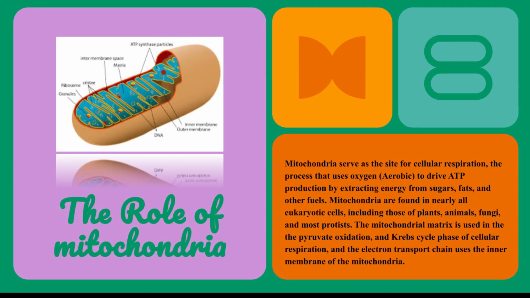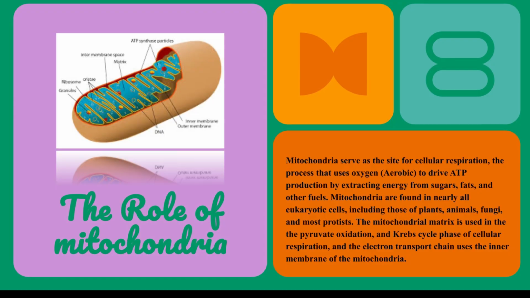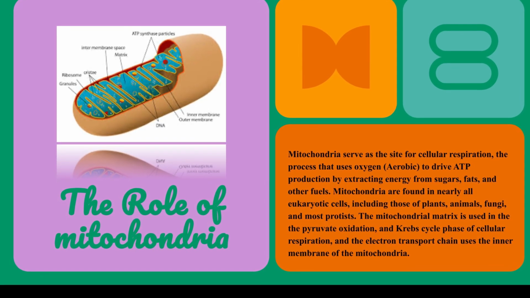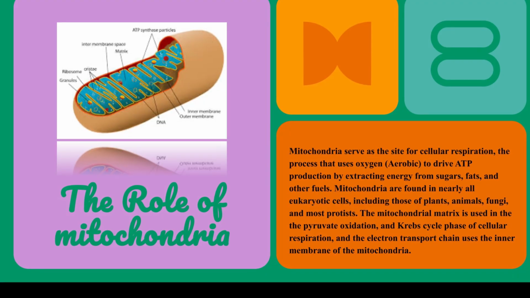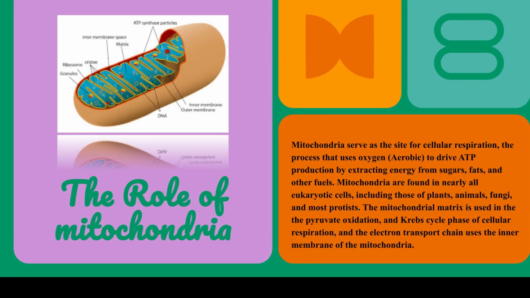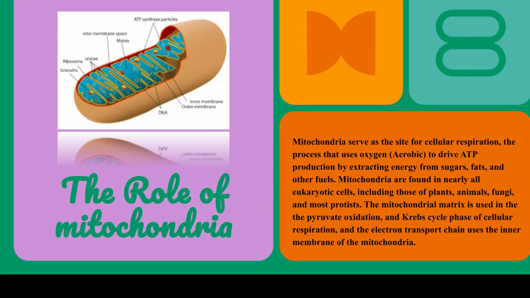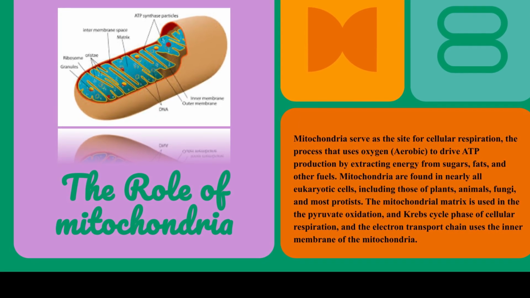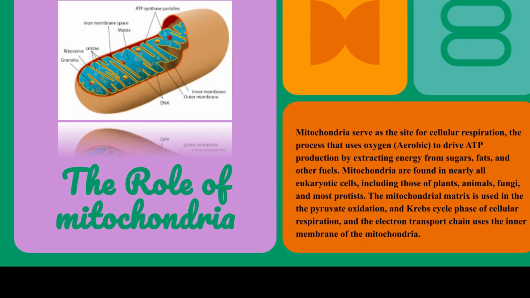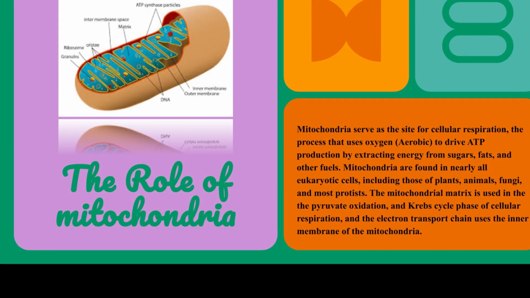Mitochondria are found in nearly all eukaryotic cells, and are the site of aerobic cellular respiration. This process utilizes oxygen to produce ATP by extracting energy from sugars, fats, and other fuels. The mitochondrial matrix is utilized for pyruvate oxidation and for the Krebs cycle, whereas the electron transport chain takes place in the inner membrane.